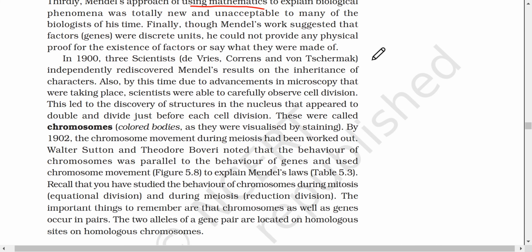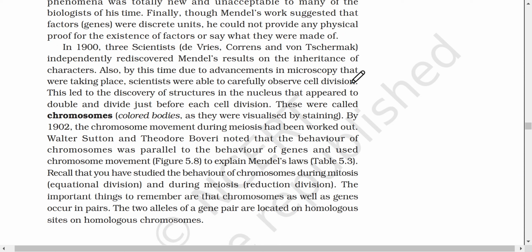In 1900, De Vries, Correns and Tschermak independently rediscovered Mendel's results on the inheritance of characters. These three scientists rediscovered Mendel's work, and they put each inheritance experiment he had given into laws. Also by this time, due to advancement in microscopy, scientists were able to carefully observe cell division. Again, the microscope came. This led to the discovery of structures in the nucleus that appear to double and divide just before each cell division. They saw that there are some things which divide right before cell division, fine.